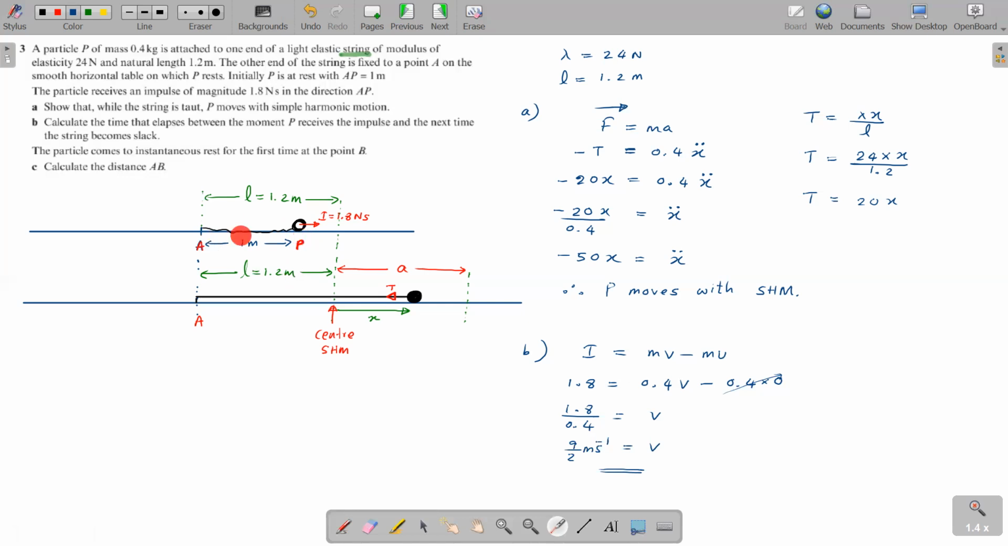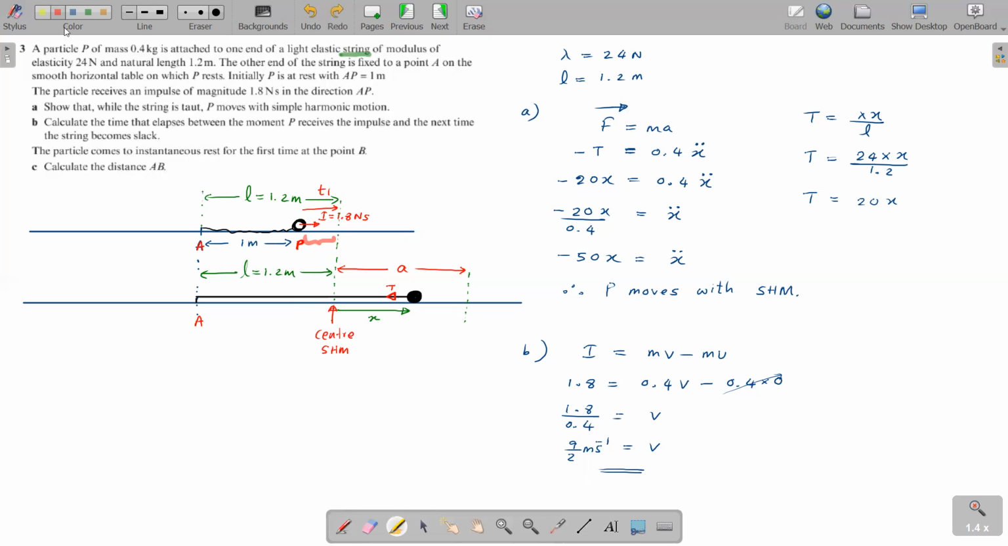The particle was 1 meter away from me, right? You have another 0.2 meters to go until the string becomes taut and you have SHM. Are you with me? So let's say the time taken to move this short distance is T1. T1 is the time you're moving under constant velocity. When the string is slack, you move at constant velocity. The velocity you get here will be maintained for this 0.2 meters.